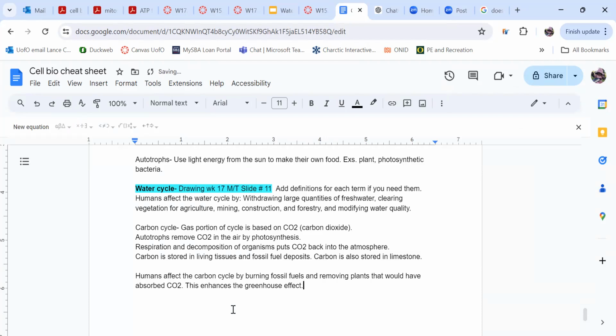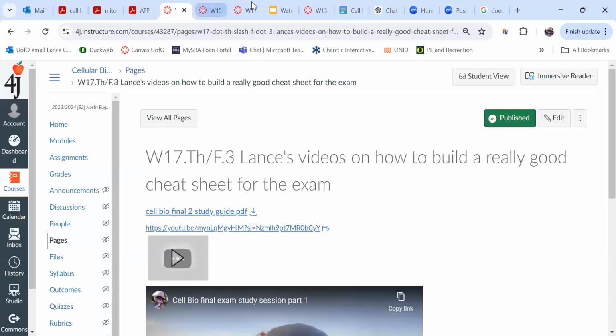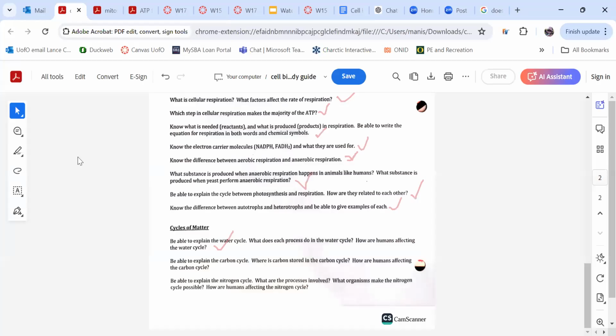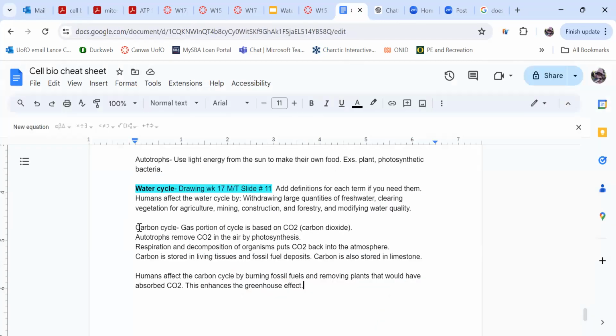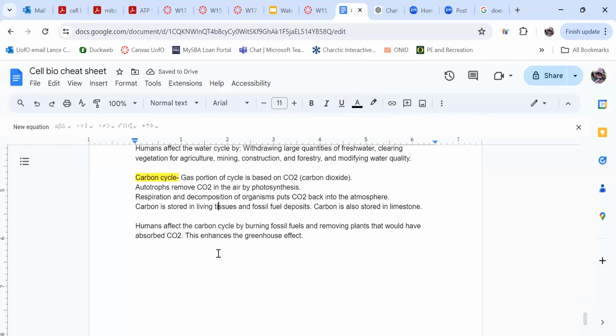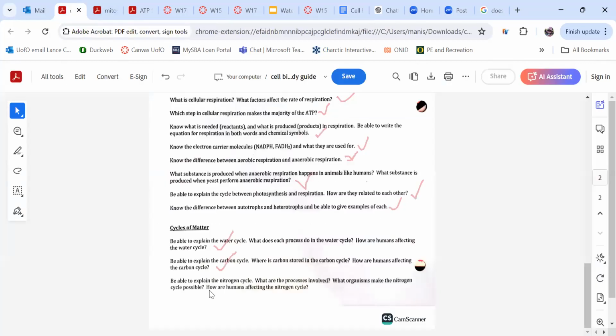Nice. All right. That's good, T. Wow, we're on the last one. I think we were able to explain the carbon cycle by everything I just wrote there. Don't even need to write it down, right? You don't really even have a drawing for this. Let's highlight that yellow. And last but not least, this one about the nitrogen cycle. Be able to explain the nitrogen cycle. So let's write a note here about the nitrogen cycle.